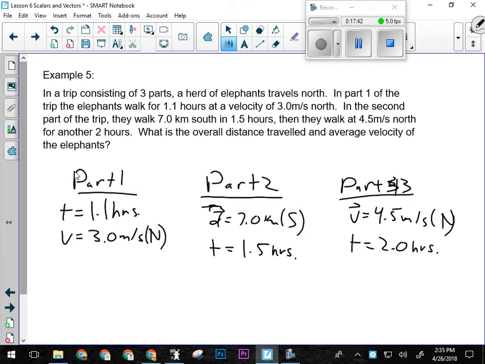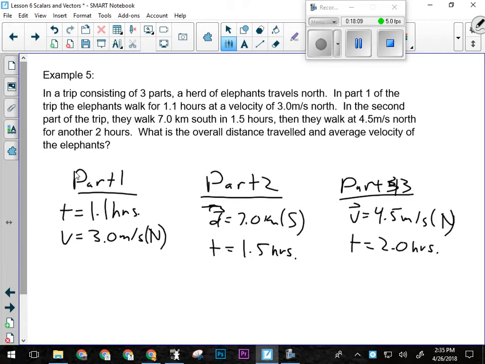Well, for one thing, they're not all in the same direction. And secondly, they don't all represent equal parts of the trip. If I want to find the class average, you all represent equal parts of the class. But in this case, some of these parts of the trip are much longer than others. Like this one's only 1.1 hours, where this one is 2. It's quite a bit longer, it represents more of the total. I have to weight it that way.